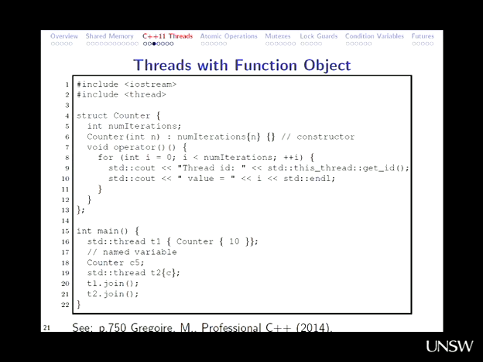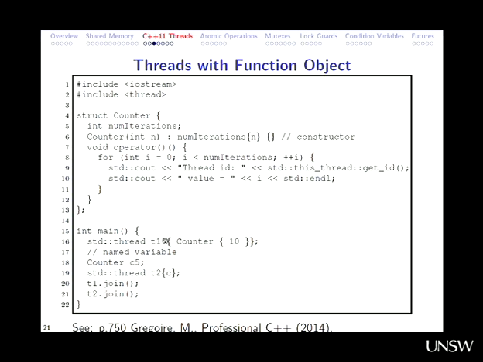Threads with function objects. So remember that we've got functors. And so functors are basically structs or classes that just overload the call operator. And so they can act like functions. And so here's a functor. It's a struct, it's a counter. It contains a variable called the number of iterations. It contains a constructor which sets that value. And then, because it's a functor, it gets the call operator and goes and does exactly the same as what we saw before.